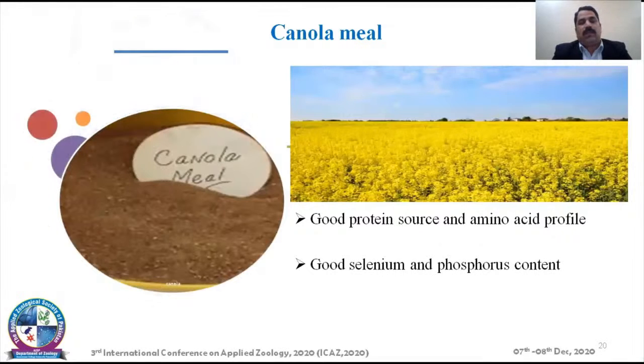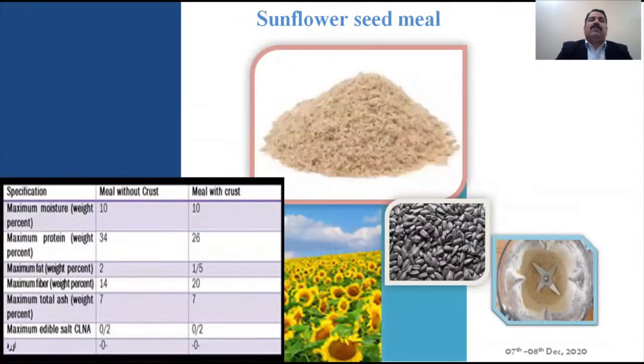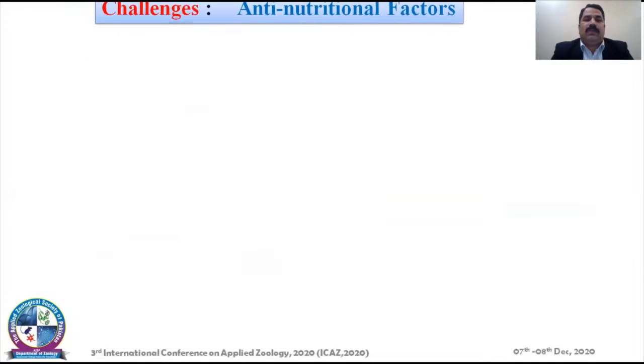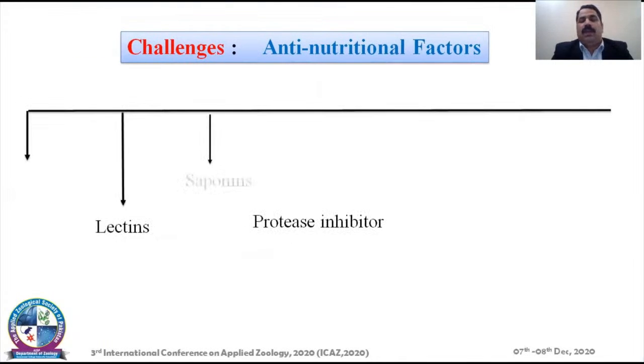And the next is canola meal, which is also a good protein source because of a good amino acid profile. It is a good source of selenium and phosphorus. Sunflower seed meal is also being used in Pakistan on a large scale. It is very commonly present all over Pakistan.